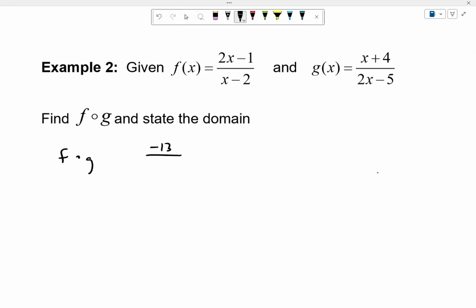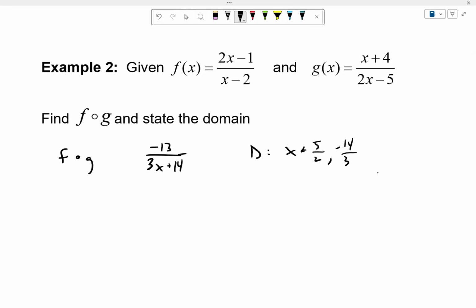Negative 13 over 3x plus 4, you said? Okay. And plus 14. Oh, 14, I'm sorry. Thank you. I misheard. And were you able to get a domain for this? Like x in 5/2 or negative 14.